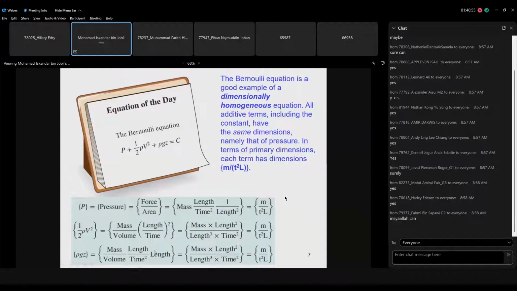Rho gz is the mass, the acceleration, and the length, and you will get this in the end, fellas. So by looking at this, we can say that this equation is valid. I repeat, by looking at this, we can assure that this equation is valid.